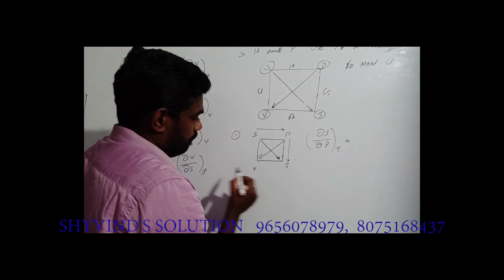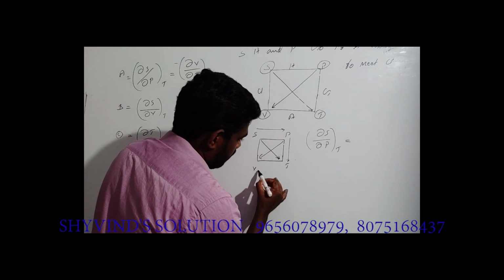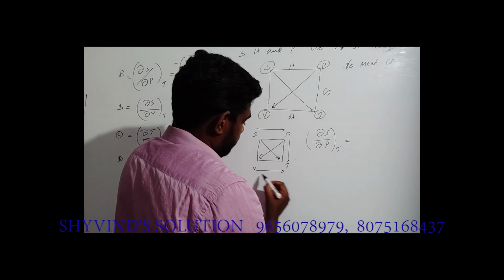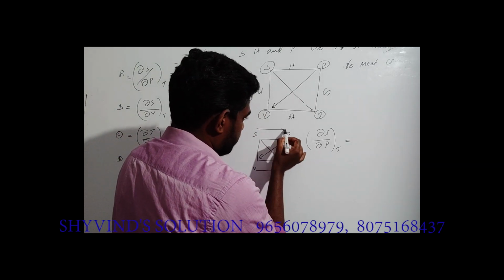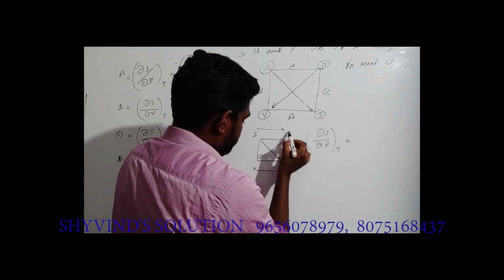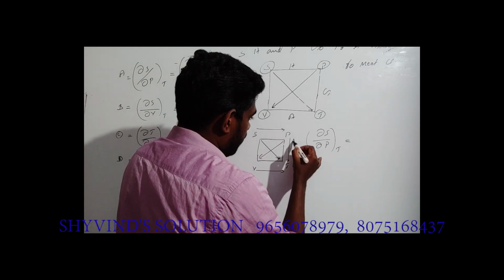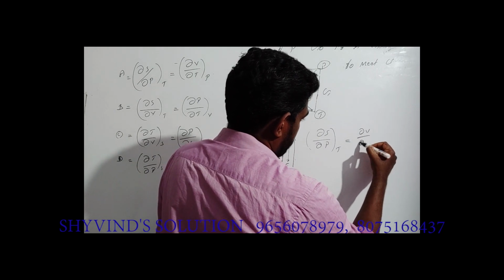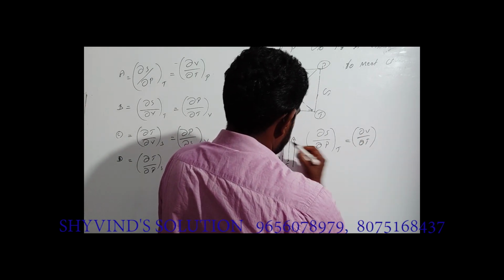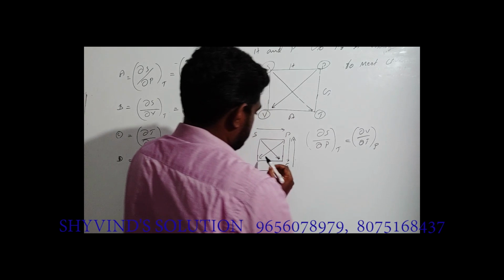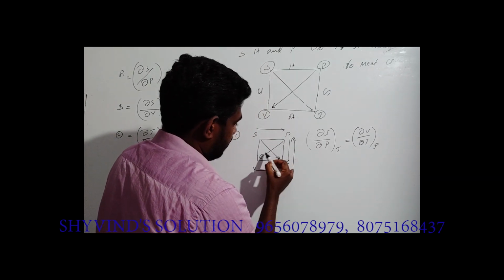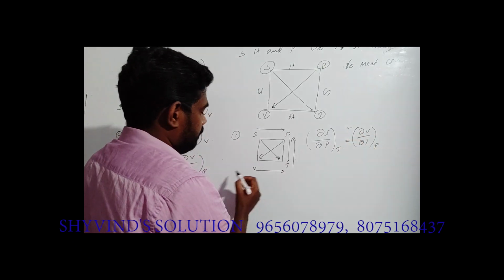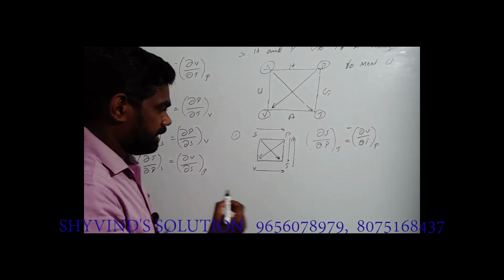Now corresponding to this relation, the arrow direction should be the same: V to T and P. So it will be dou V by dou T at constant P. You can see the direction is this one and the arrow is opposite, so there will be a minus sign. This is the first Maxwell's relation.